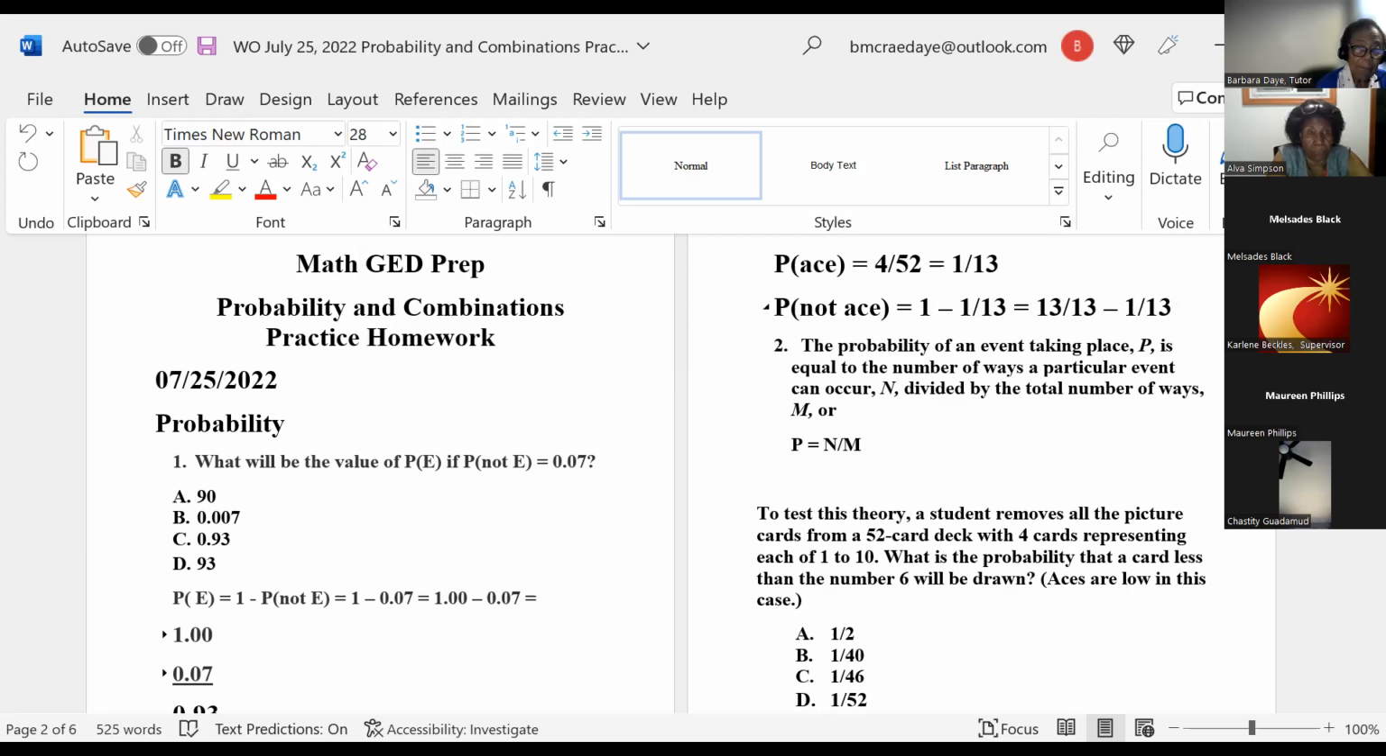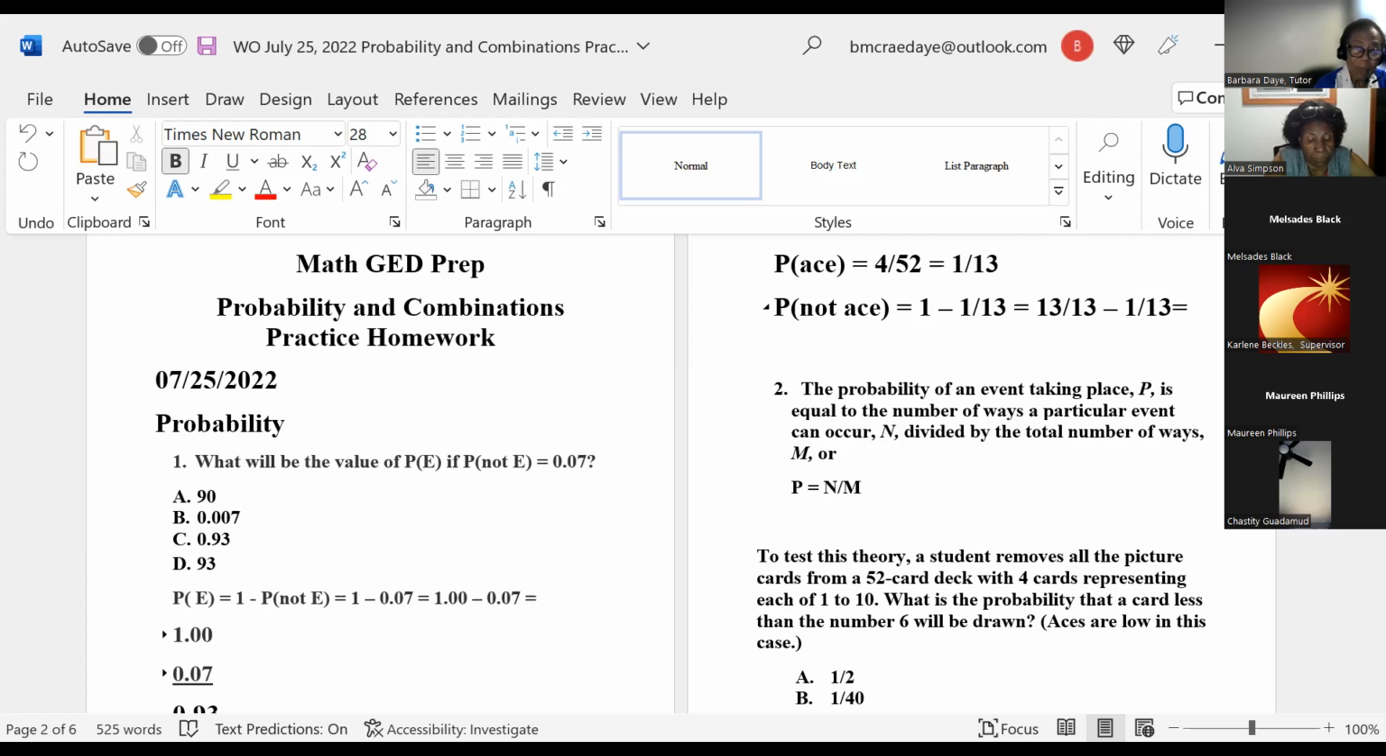13/13 minus 1/13 equals what? 1 from 13 is 12. It'd be 12, so it'd be 12/13 because they add up to give you 1. So if the probability of it being an ace is 1/13, the probability of it not being an ace would be 1 minus the probability that it is an ace. 13/13, that's what 1 is, minus 1/13 gives you 12/13.